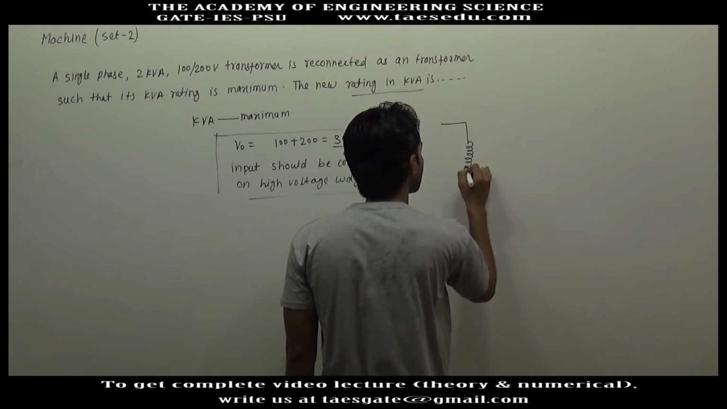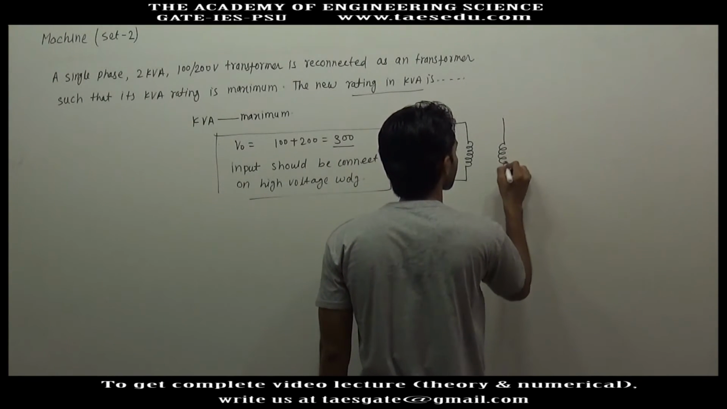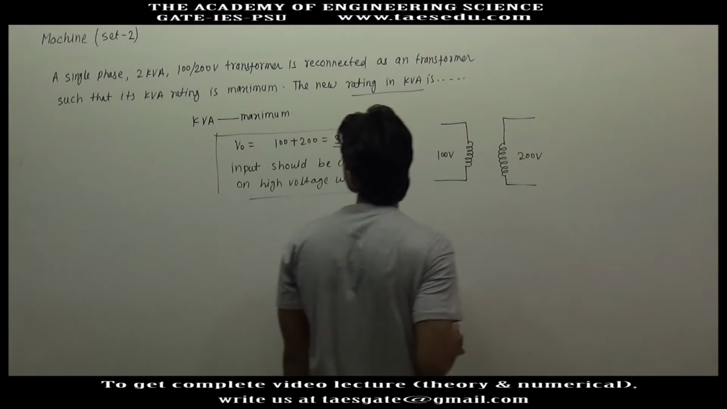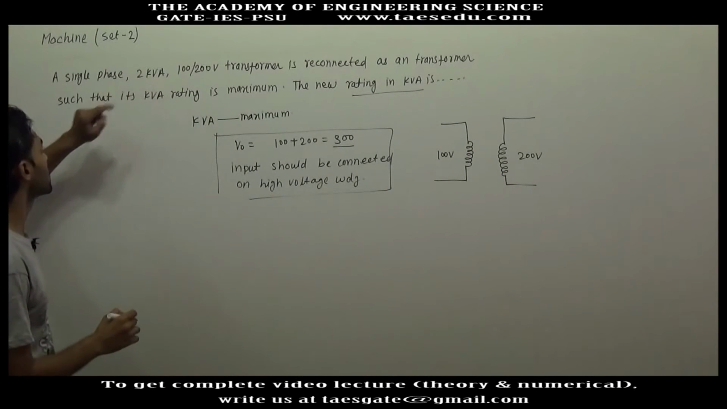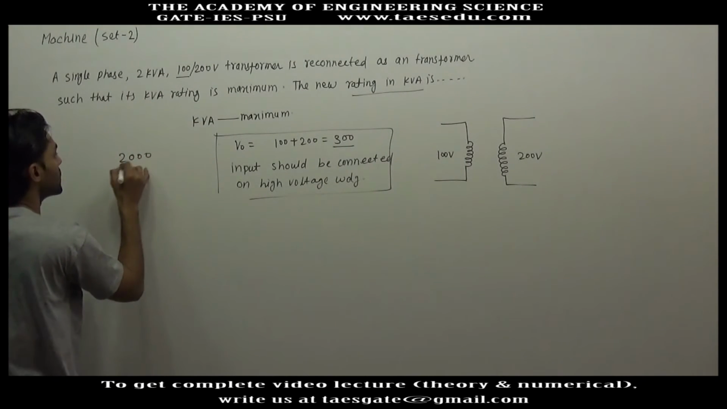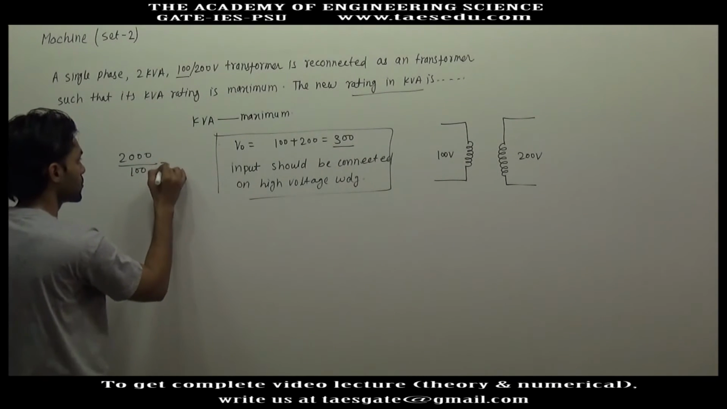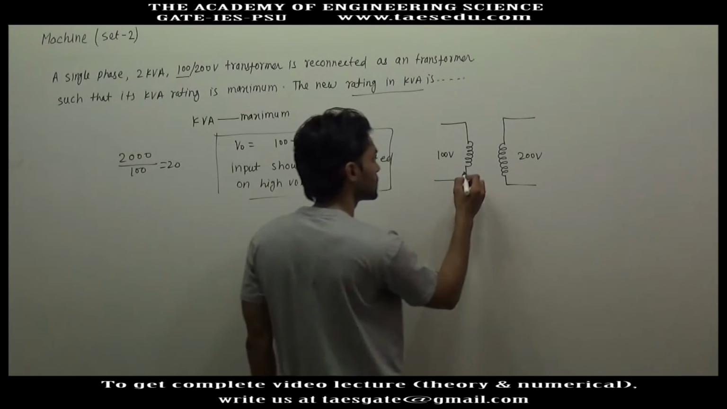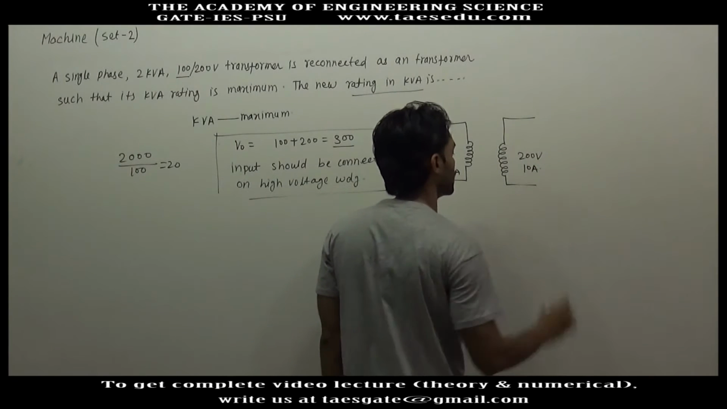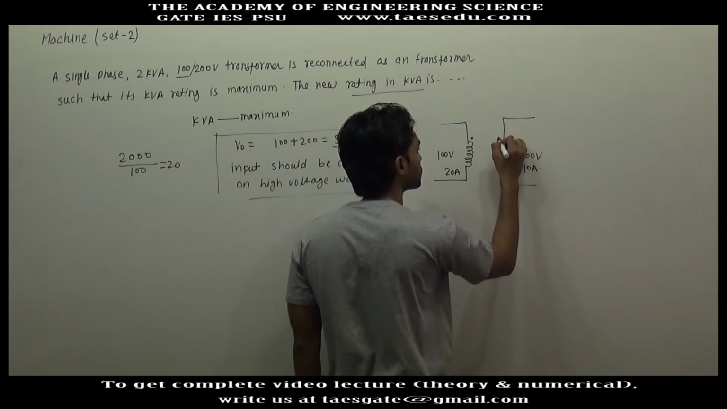So let's say we have this two winding transformer. This is 100 volt winding and this is 200 volt winding. kVA rating is 2 kVA. So for this winding, current rating will be 2000 divided by 100. This will be 20 ampere. This is 20 ampere winding and this will be 10 ampere winding. Let's say this is the dot.